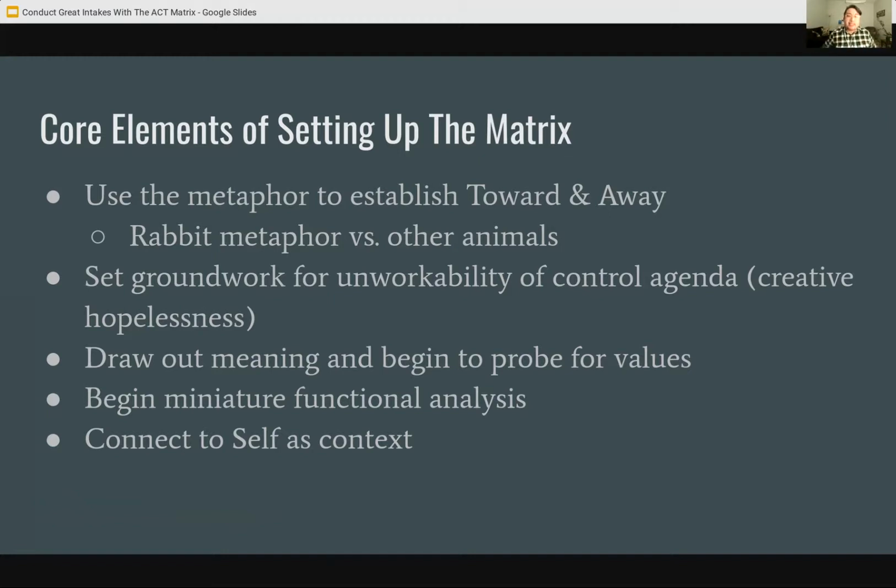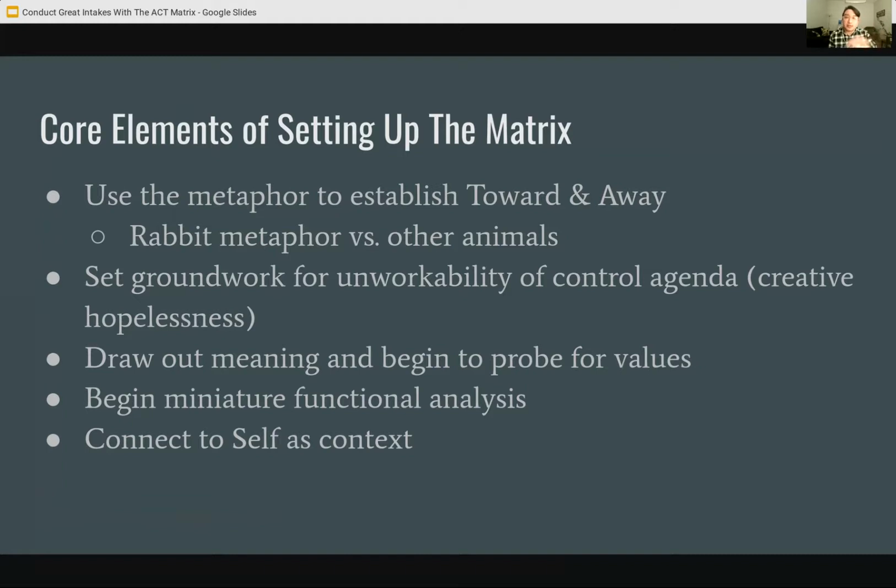When I train clinicians on the matrix, which I do extensively, because all I talk about is the matrix, sometimes they'll ask, is the whole setup important? Is the whole setup of the rabbit important, because it's kind of long? Is it really important to do all of that? I've experimented with shortening it down, and I haven't been able to get it any shorter than it is.